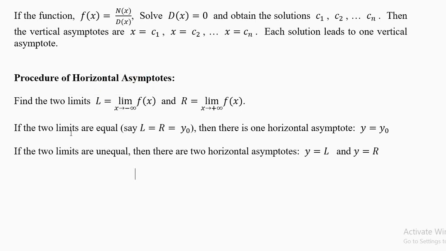If the two limits are equal, then you will get only one horizontal asymptote, which is y equal to y0. If the two limits are unequal, then there will be two horizontal asymptotes, y equal to L and y equal to R. See, this is all the idea we have in the first two pages. Understand this, life will be easy.